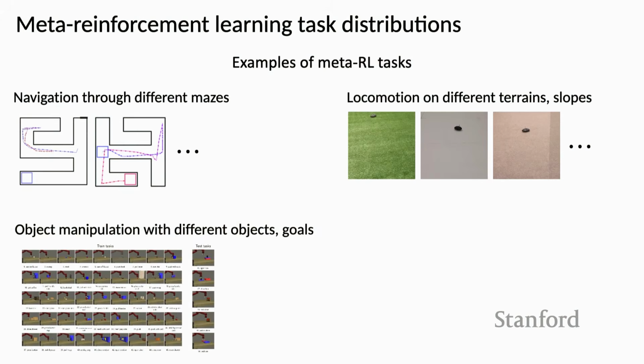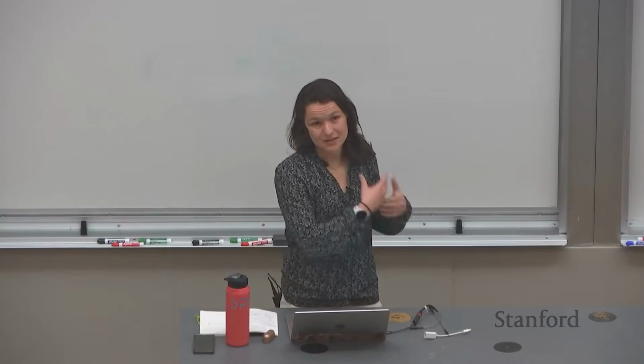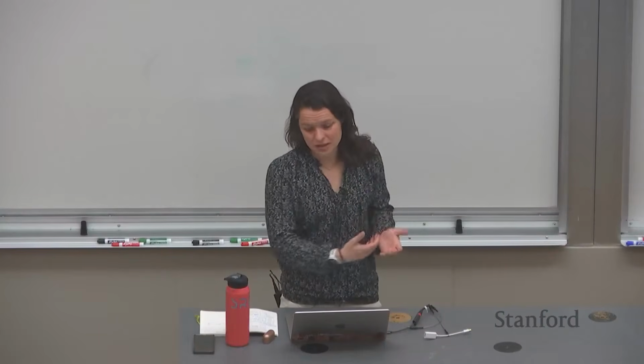You could also have object manipulation as different tasks in manipulation scenarios. And then there's also a number of language modeling scenarios where this is quite applicable. One example where meta-RL has been relevant is adapting to different users with different preferences, where you give examples of the kinds of responses that they want in context. And we'll also later see an example in reasoning as well.